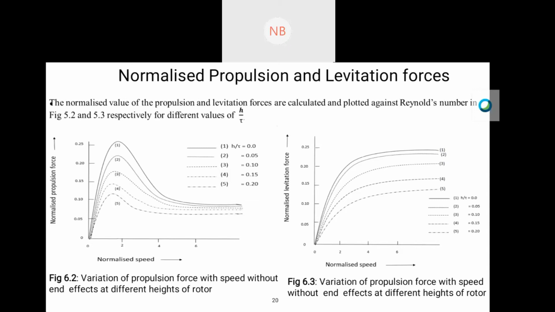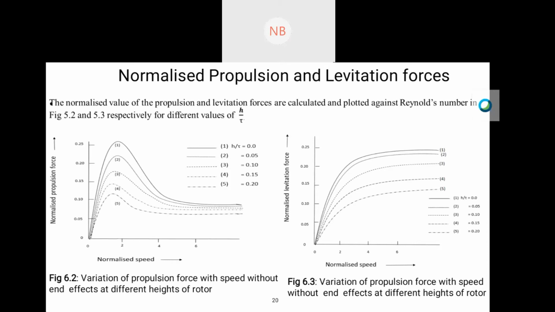So this value has been calculated first by taking h by tau to be 0.0. Then the maximum value will be 1 by 4, and for the value of Reynolds number r equal to 1, the maximum value is obtained. The 5 curves are taken so that we can say that at r equal to 1, we get the maximum value for the force. And the same goes for the levitation force. Here the levitation force has been calculated by plotting with h by tau value 0.0, and we get the maximum value of the force, that is 0.25, at r equal to infinity.